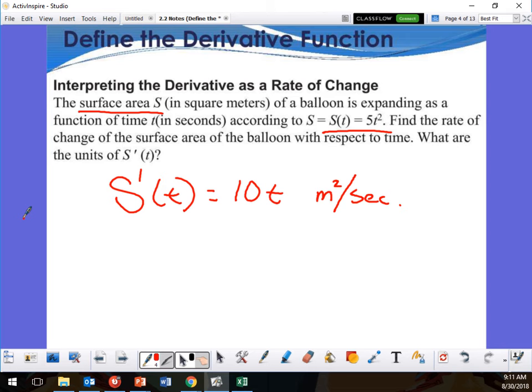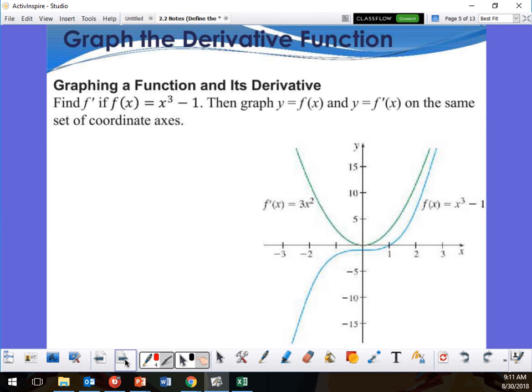So units are very helpful. Know what you're talking about and why you're doing it, because once we get into related rates, you really have to know what you're doing, because otherwise you're going to screw up everything. All right, so graphing a function and its derivative.